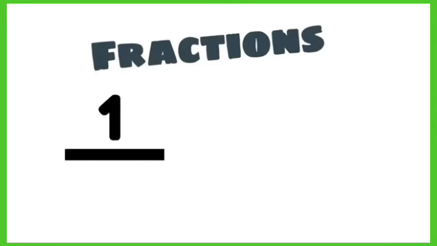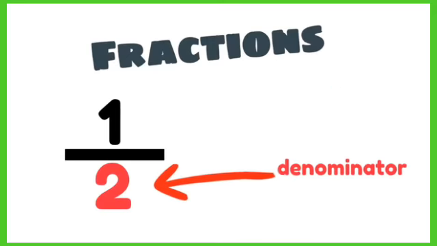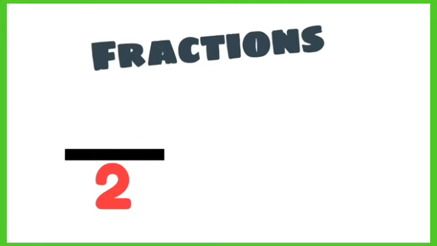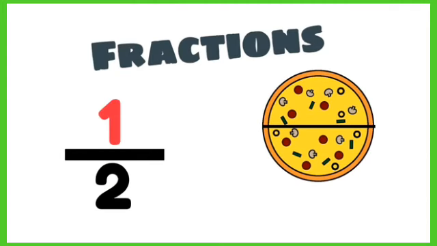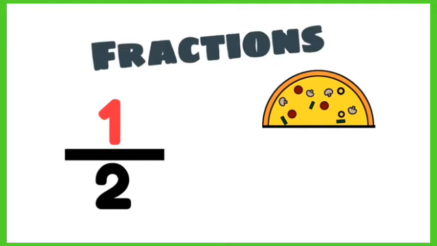A fraction has a numerator and a denominator. The denominator tells us how many equal parts the whole has been divided into. The denominator in this fraction is 2, so it tells us that a whole has been divided into 2 equal parts. The numerator tells us how many of these parts we have. In this fraction, the numerator is telling us we have 1 of these equal parts. The fraction is 1/2.